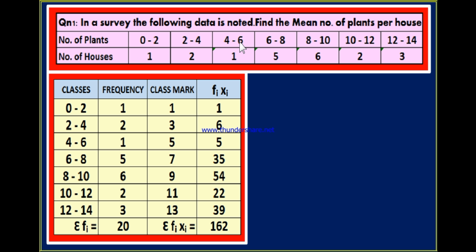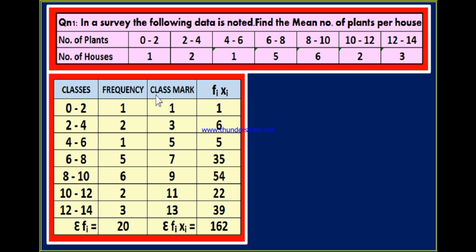Therefore, the first row gives the classes, and the second row gives us the frequencies. You see, 0 to 2 frequency 1, 2 to 4 frequency 2, 4 to 6 frequency 1, 6 to 8 frequency 5, 8 to 10 frequency 6, 10 to 12 frequency 2, and 12 to 14 is the frequency 3. Here we took the number of plants as classes and number of houses as frequency. These 2 columns we have given in the question itself.